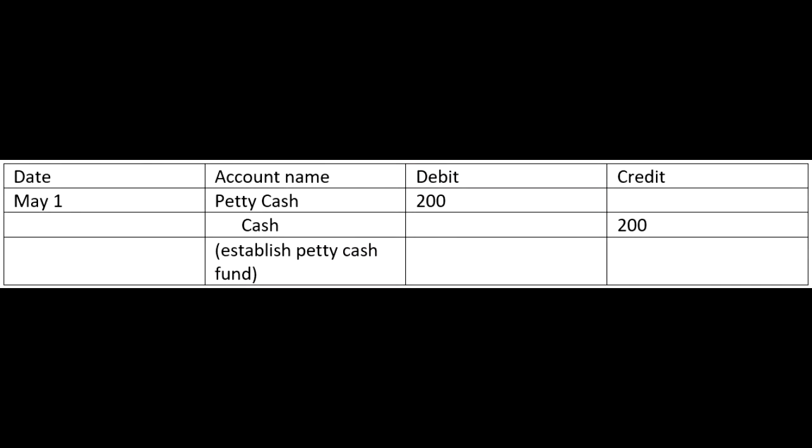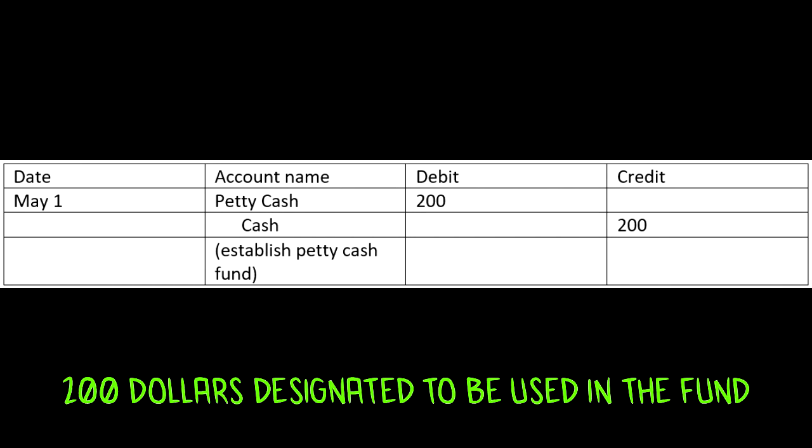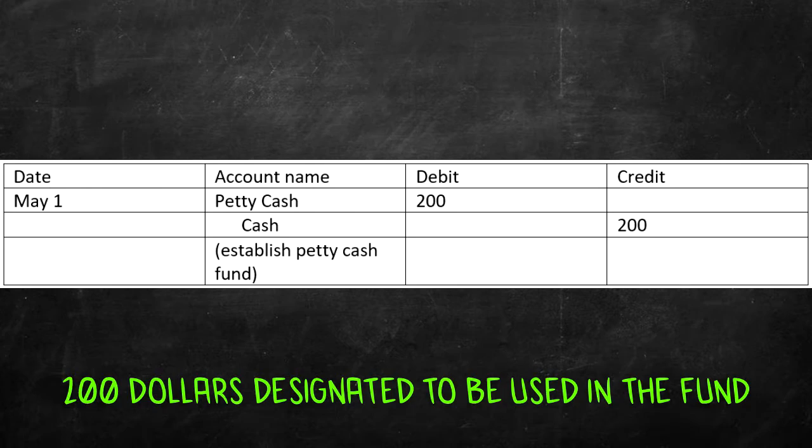For example, Syed Industries cashes a $200 check to establish a petty cash fund and gives the cash to Ryan as the custodian. Syed Industries records the following entry. From this entry, we can extrapolate that an increase in petty cash means a decrease in cash. There are no changes in total assets, and the $200 is designated to be used in the fund.